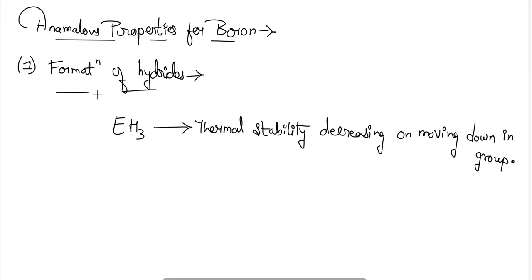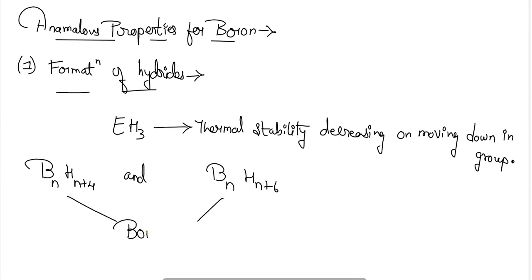Boron forms a number of hydrides. Boron has the nature that it forms very different kinds of hydrides, and the general formulas for the hydrides formed by boron are BnHn+4 and BnHn+6, where n is the number of borons attached to hydrogen. These compounds of boron with hydrogen are termed boranes.